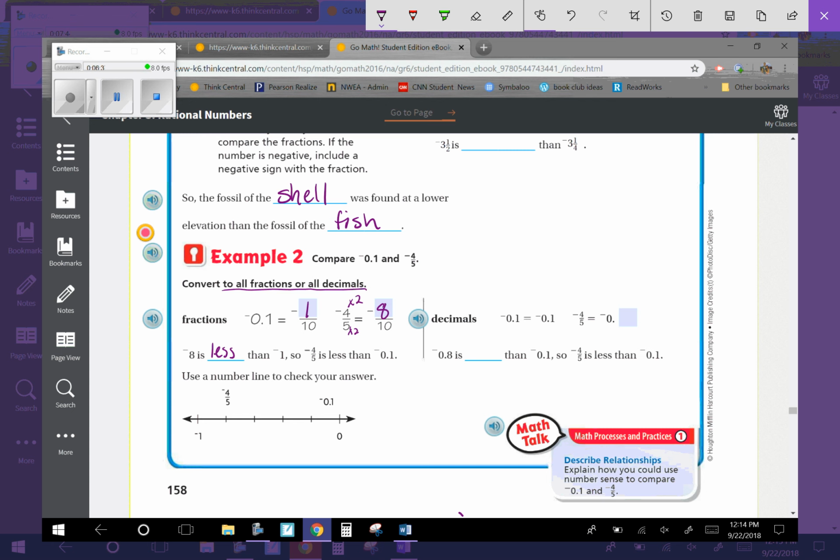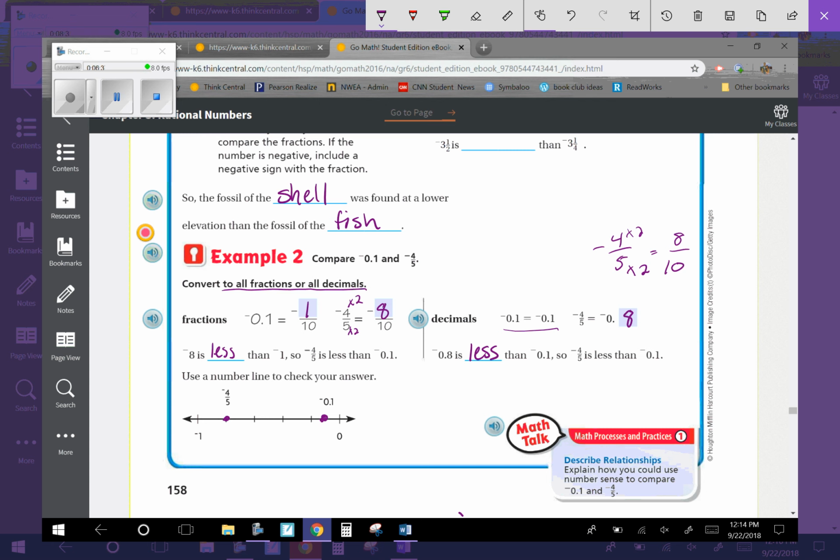You can use a number line to check your answer. So if I have here 0 and -1, -4/5 is further to the left than -1/10. Or you could use decimals. So we have -1/10 equals -0.1. We don't change those. The -4/5 turned into tenths is 8/10, we said, which is just 0.8. -0.8 is less than -0.1, so -4/5 is less than -1/10.